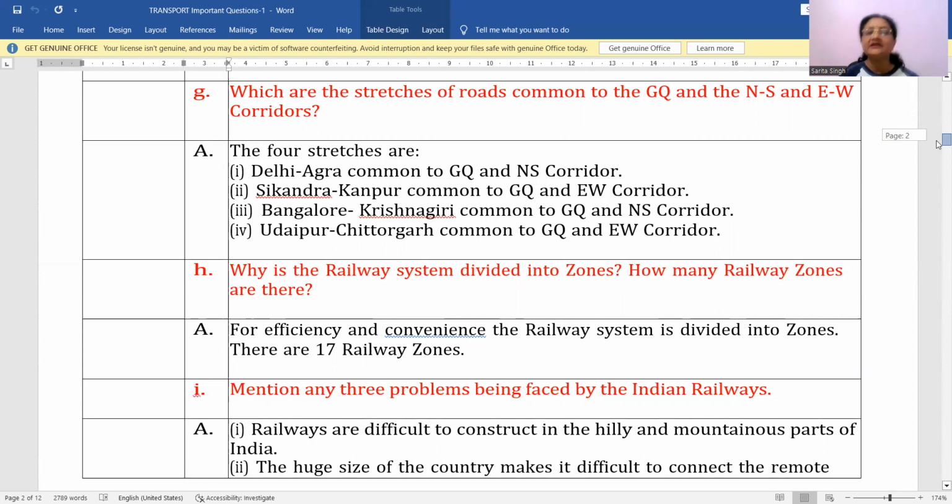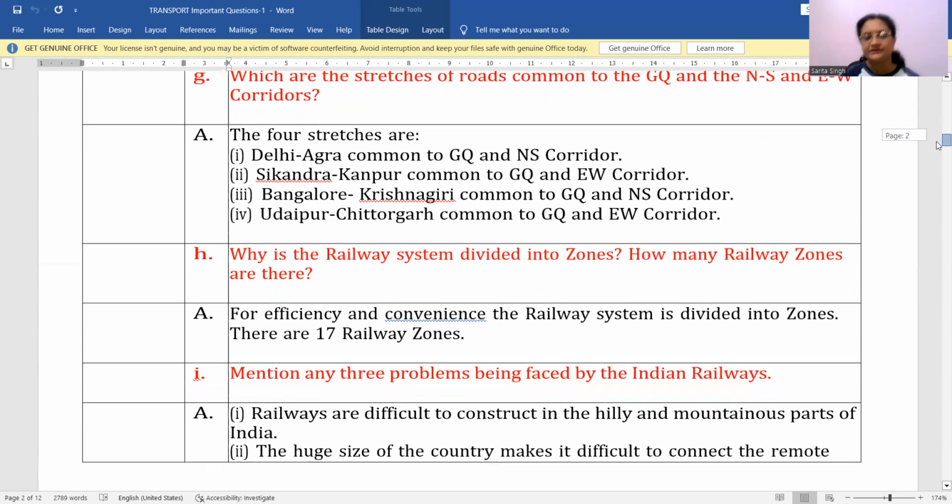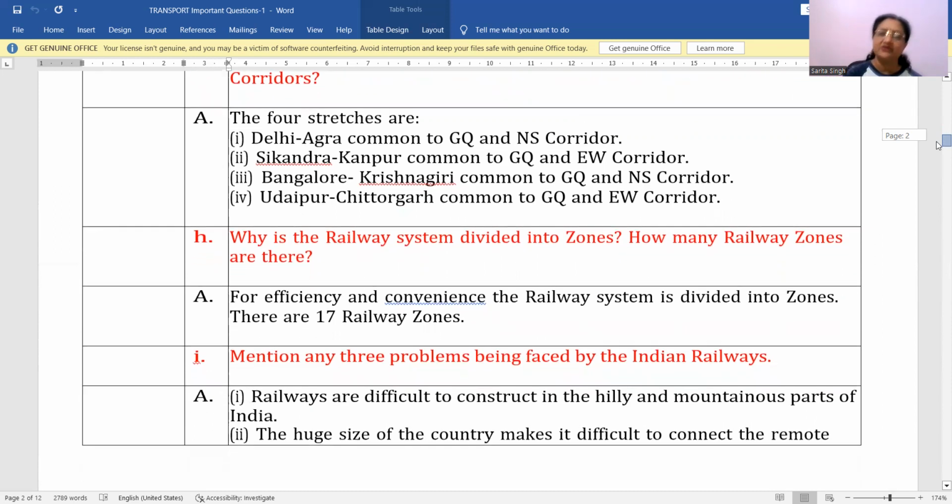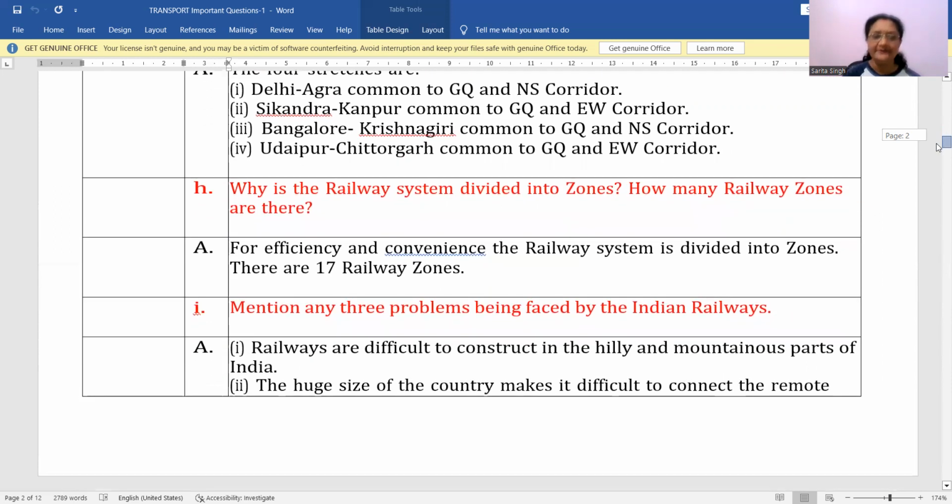For efficiency and convenience, the railway system is divided into several zones, and there are total 17 railway zones. Okay. Mention any three problems being faced by the Indian Railways. Problems. अब ये भी important question आपके लिए है.